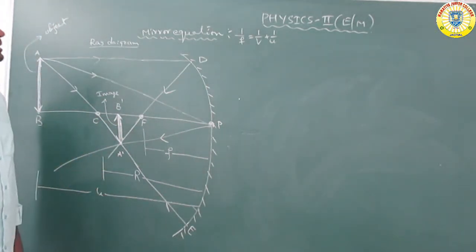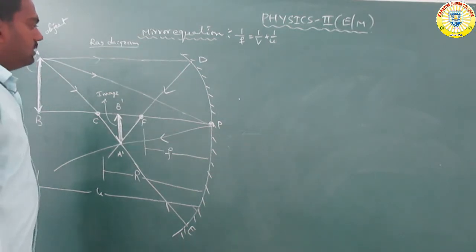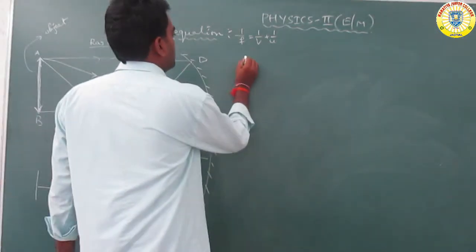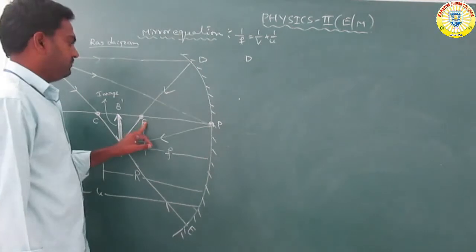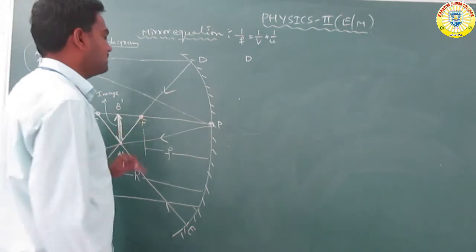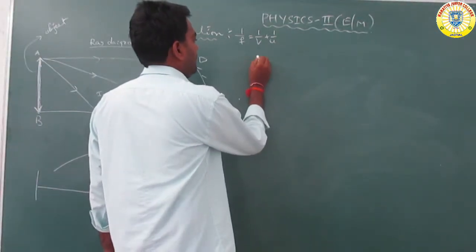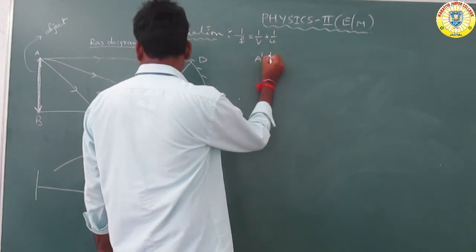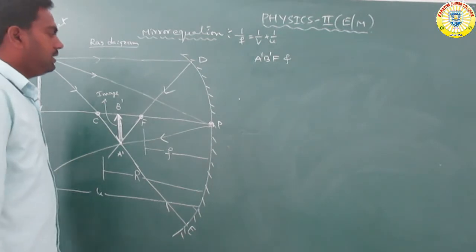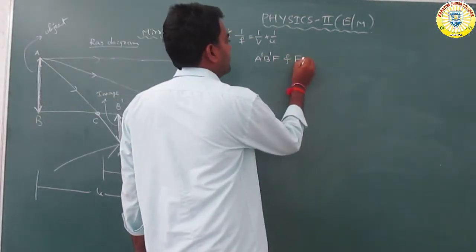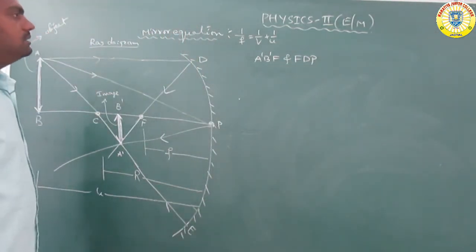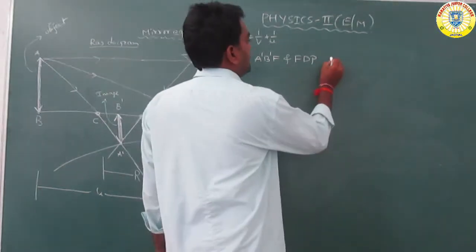Now here two triangles are taken. One triangle is D F P, and another triangle is A dash B dash F. Another triangle is F D P. These two triangles are similar triangles.